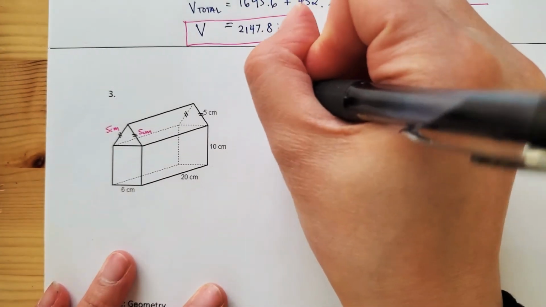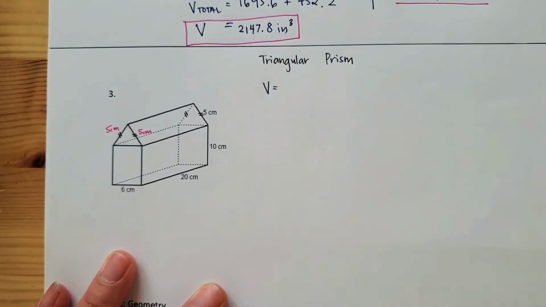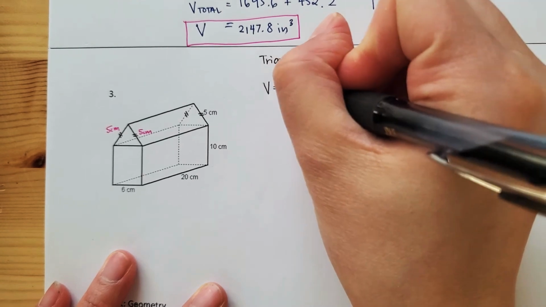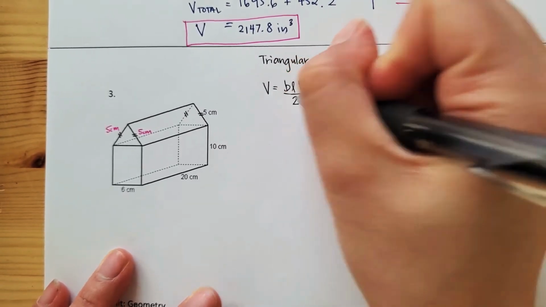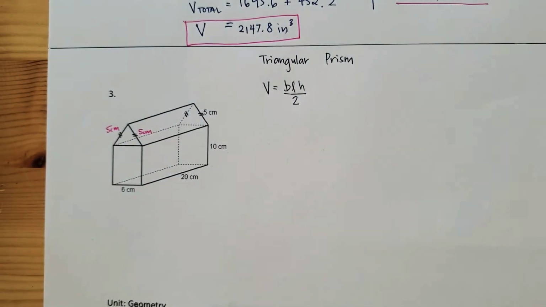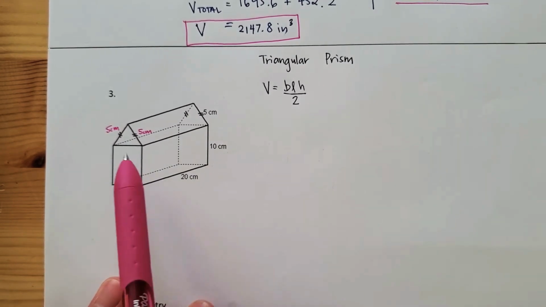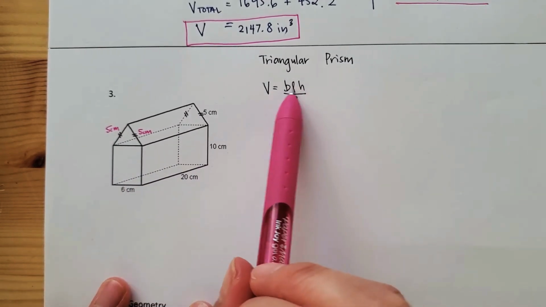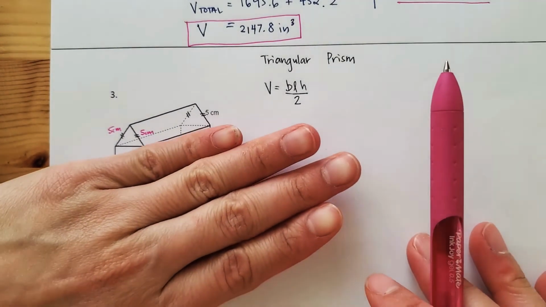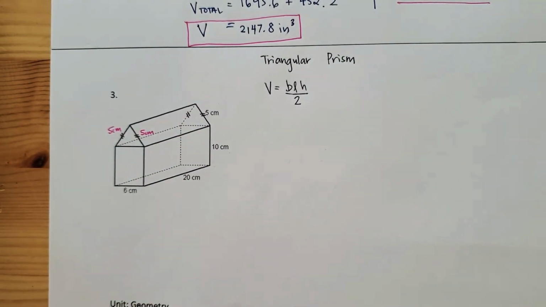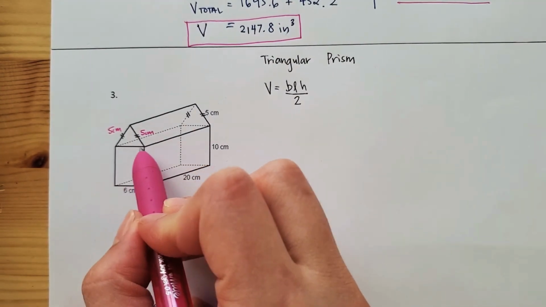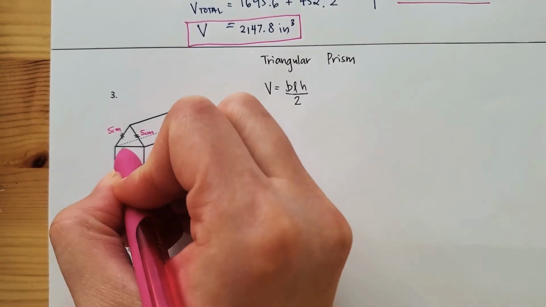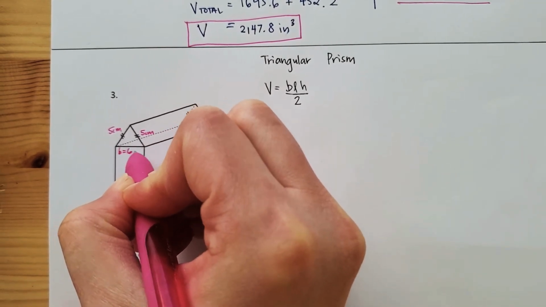So first I'm going to write the formula for volume of a triangular prism is base times length times height divided by 2. Okay, and if you bring up your formula sheet, you'll see, and we'll label this together. What is the base, what is the length, and what is the height in regards to just this triangle there? So the base in this case is right here. So I want you to label that. The base is actually 6 centimeters.